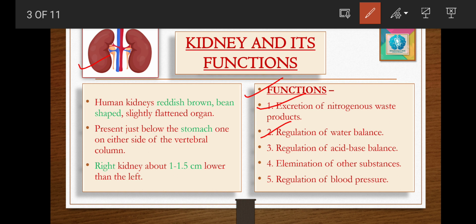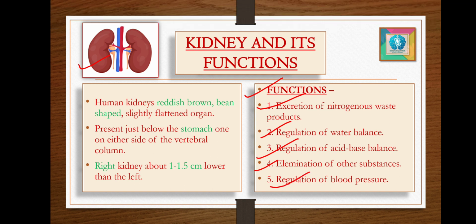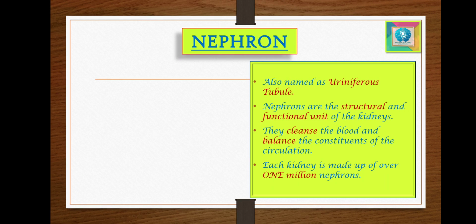These kidneys regulate the acid-base balance also inside the body. Then if we talk about the kidney function, they remove the pigments or the drugs from the body. And lastly, the kidney regulates the arterial blood pressure by secreting a hormone which is termed as renin. So this was all about the structure and the functioning of the kidney. Next, let's know about what is a nephron and its structure.